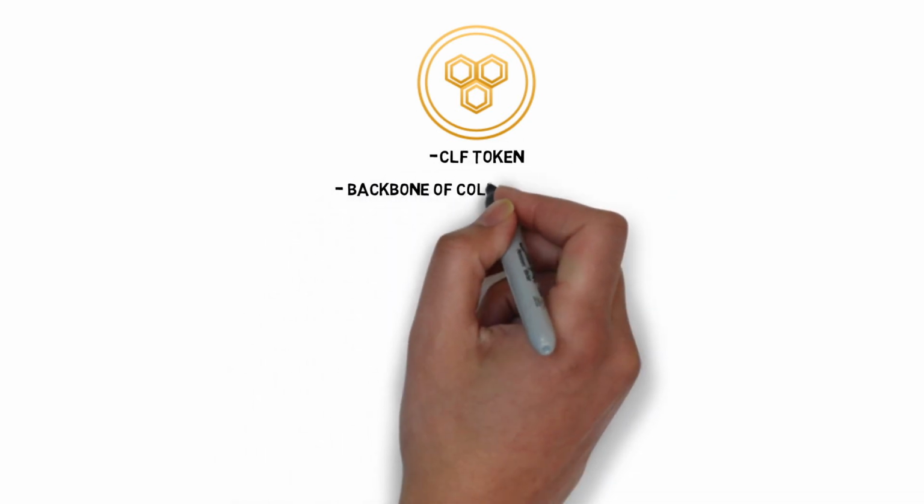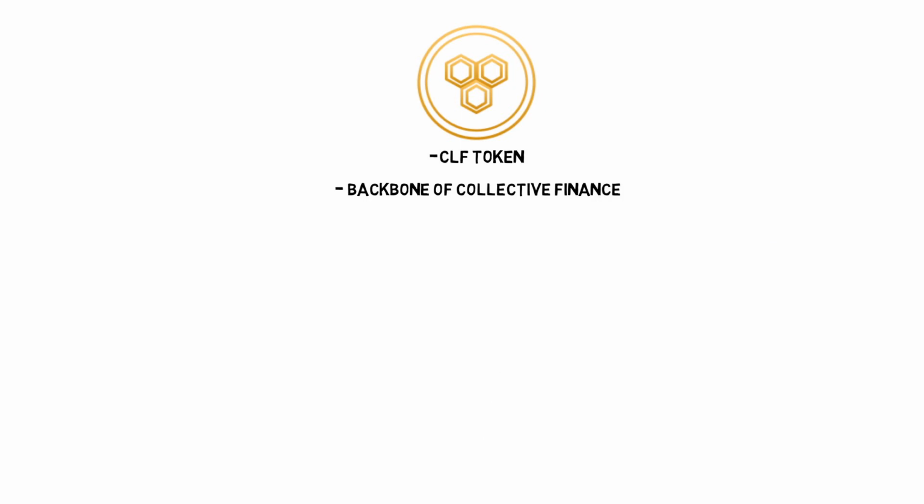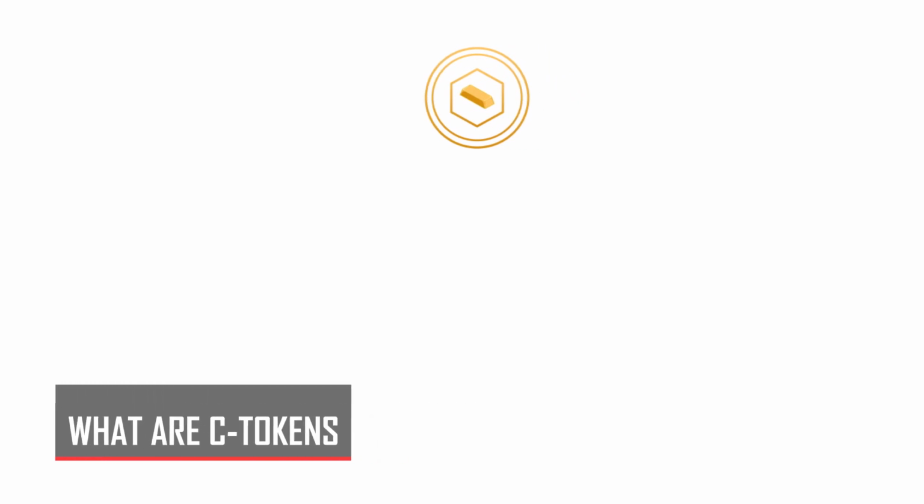The second token is the CLF token, which is the backbone of the collective finance, and its main purpose is yield earning and governance of collective finance. So, what are these C tokens? The C tokens would be C Gold, C Silver, C Diamond, etc. We will use C Gold to understand what exactly these C tokens are. I'm sure after understanding what CGLD is, you'll understand the concept of C tokens from collective finance.